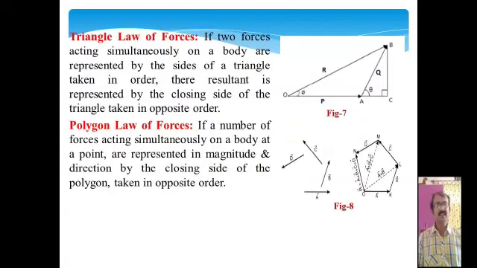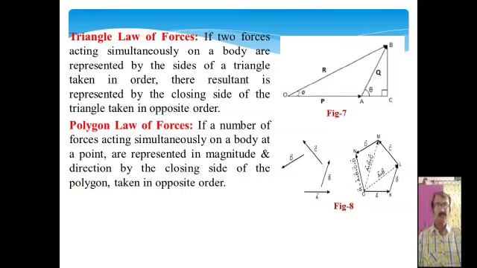Now the triangle law of forces. If two forces acting simultaneously on a body are represented by the sides of a triangle taken in order, their resultant is represented by the closing side of the triangle taken in opposite order. In figure 7, it is clear that there are two forces, P and Q, and R is the resultant of these two forces. The directions of P and Q are in the same order, and the resultant of P and Q is in the opposite direction.